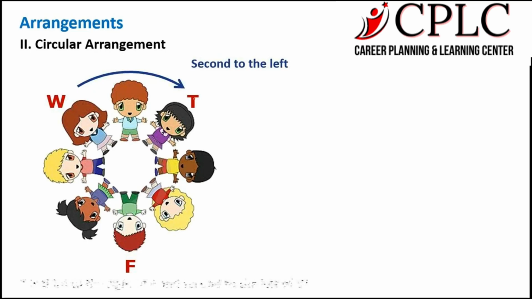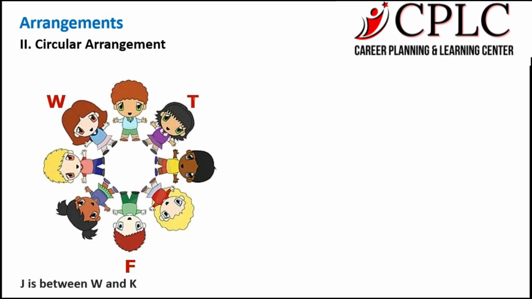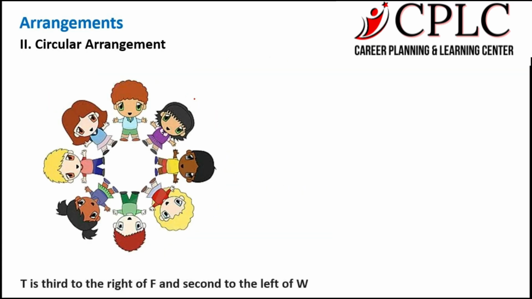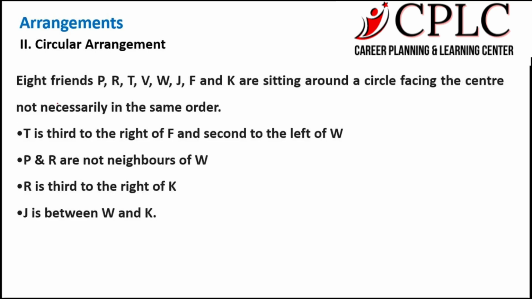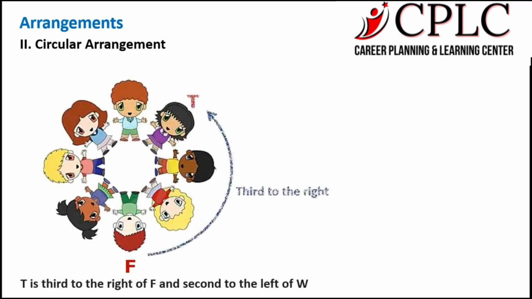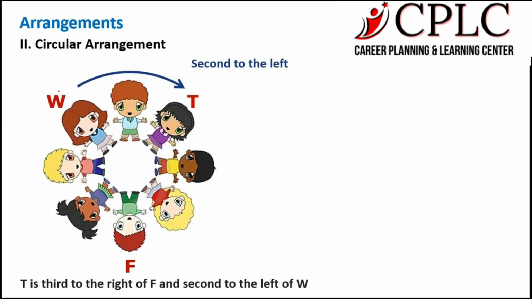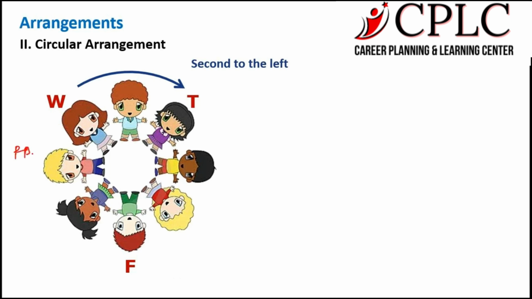So this is the first statement. Second statement, as you can see, P and R are not neighbors of W. So this is where W is, and they are saying that immediate to W, P and R should not be there. So again, here also P and R cannot be.